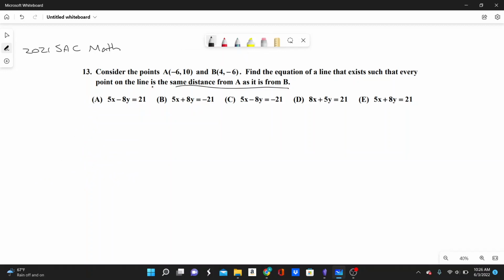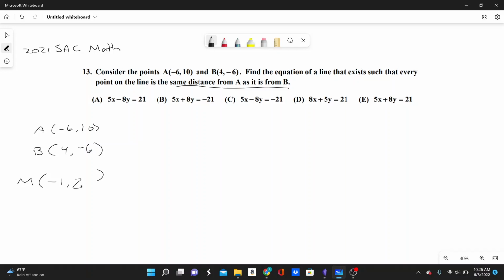So, to find the perpendicular bisector, there are two things you need to do. First, you need to find the midpoint of these two points. And that's pretty straightforward. I'm going to write these out here just for convenience. To find the midpoint, you just take the average of the coordinates. So the x-coordinate of the midpoint would be -6 plus 4, which is -2, divided by 2 is -1. And then halfway between 10 and -6 would be 10 plus -6, which is 4, divided by 2 is 2. Okay, so that's our point.